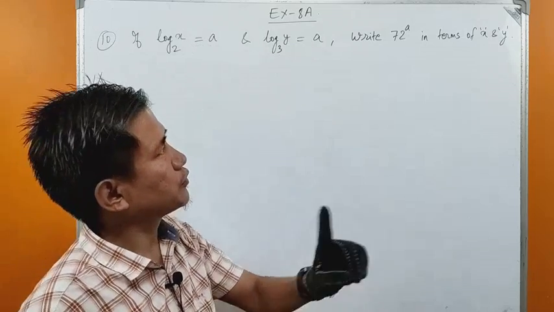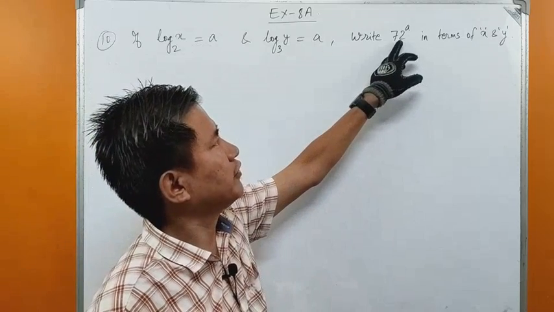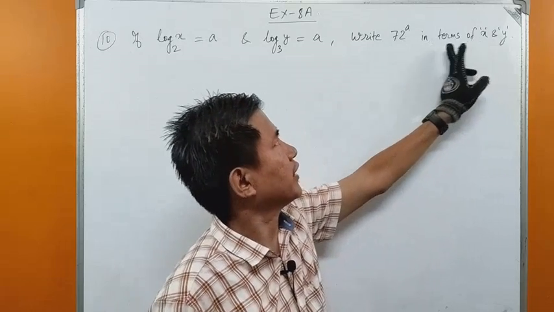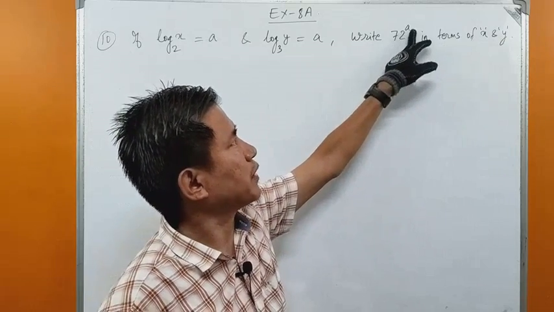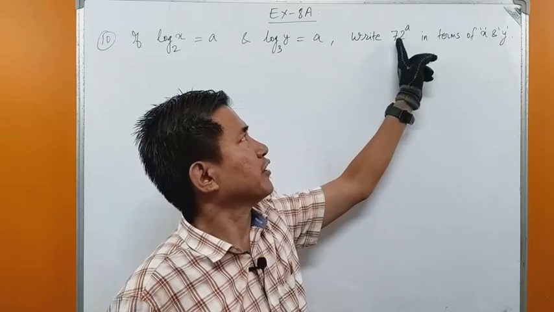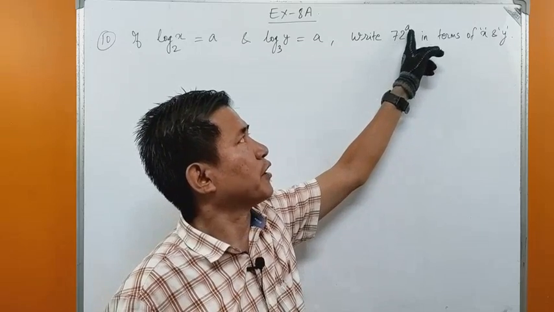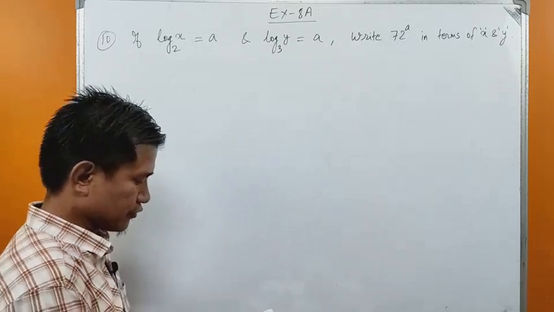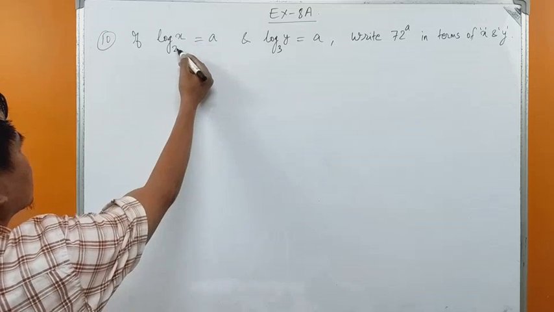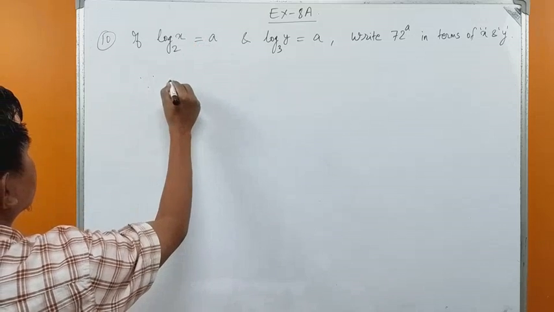We are asked to find the value of 72 to the power a in terms of x and y. Express 72 to the power a in terms of x and y. So let's do this. We have log x to the base 2 equals a.